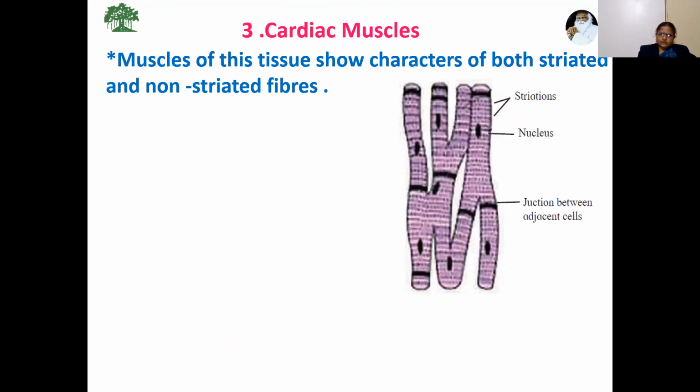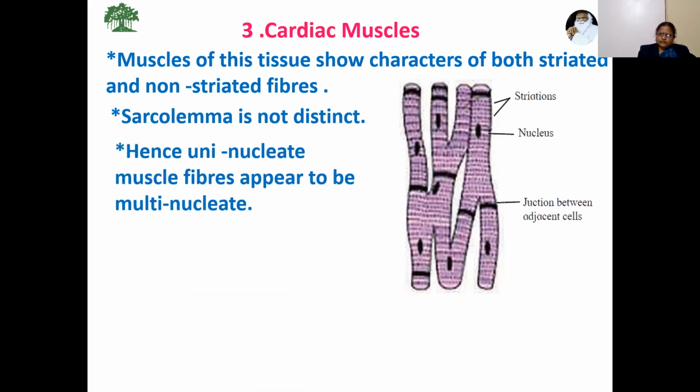Number third, cardiac muscles. Why are they known as cardiac muscles? They are present in the wall of the heart. When we observe the diagram carefully, it is a combination of both striated as well as non-striated muscle fibers. It shows branched, cylindrical structures. Sarcolemma is not distinct. And uninucleate muscle fibers appear to be multinucleate.